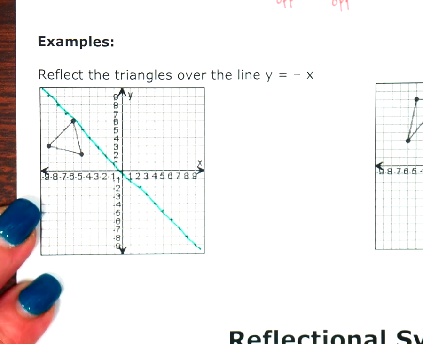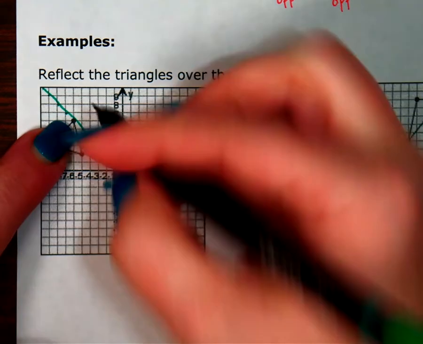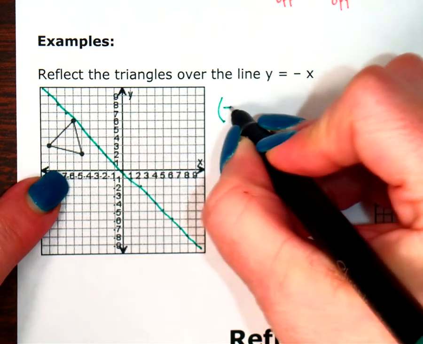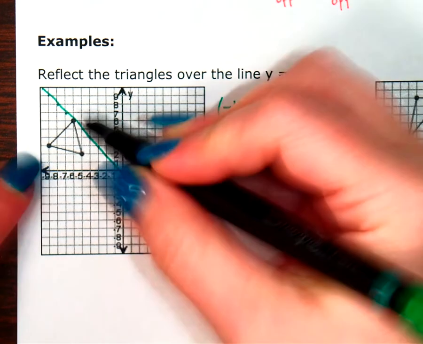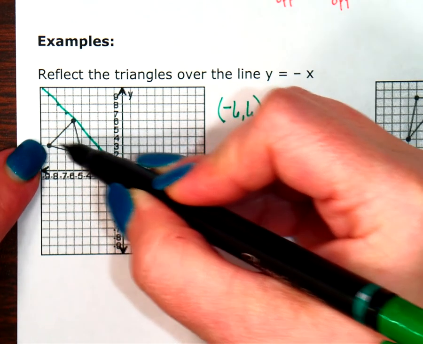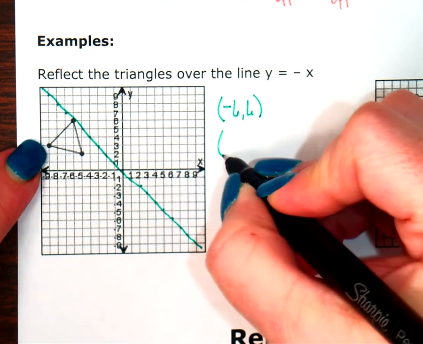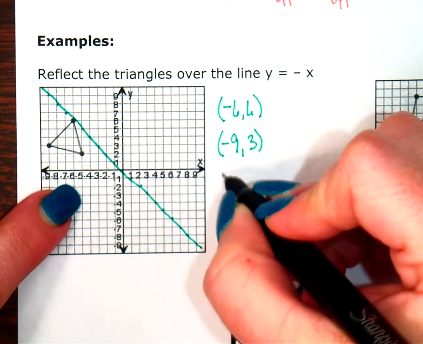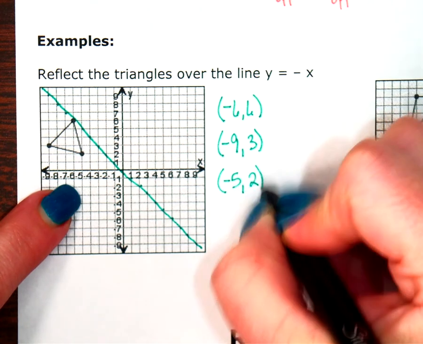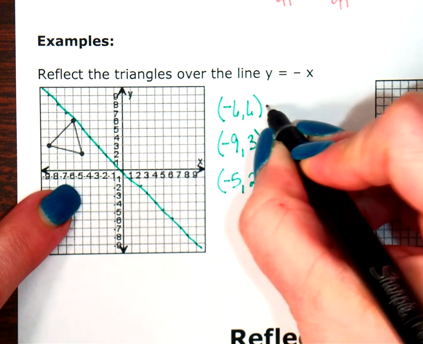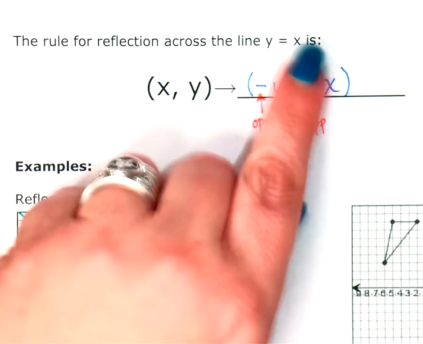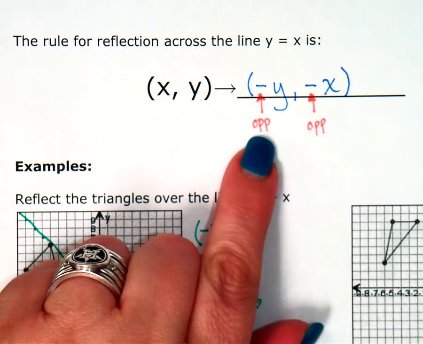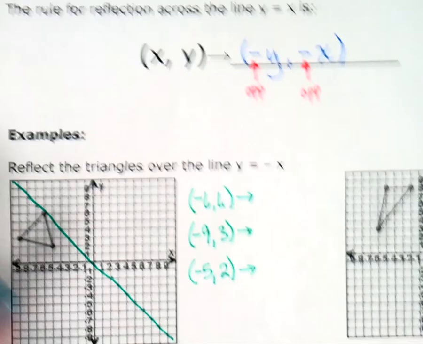Okay, and then if I look at my points, this point here is the point negative 6, positive 6. And then this is the point negative 9, 3. And this is the point negative 5, 2. And so what my rule says I'm going to do is switch the values. So my y is going to be in the front and my x is going to be in the back. And I'm also going to use the opposite signs, the opposite of y, the opposite of x.